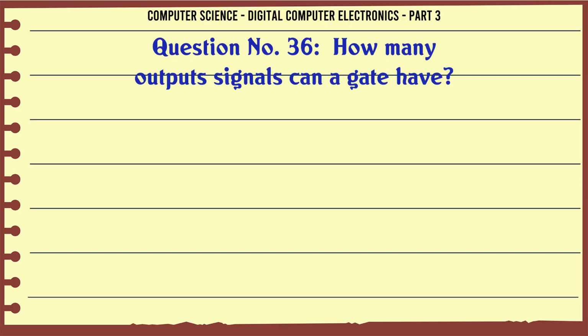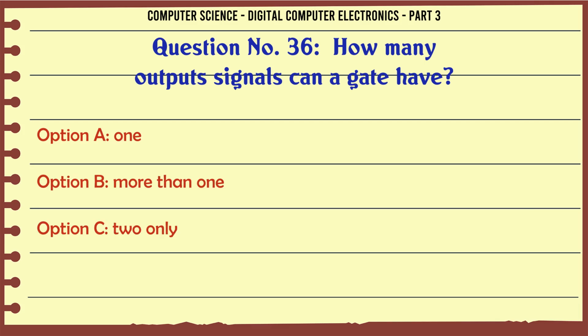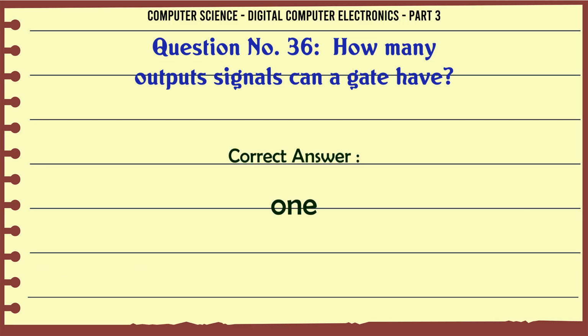How many output signals can a gate have? A. 1. B. More than 1. C. 2 only. D. Both A and B. The correct answer is 1.